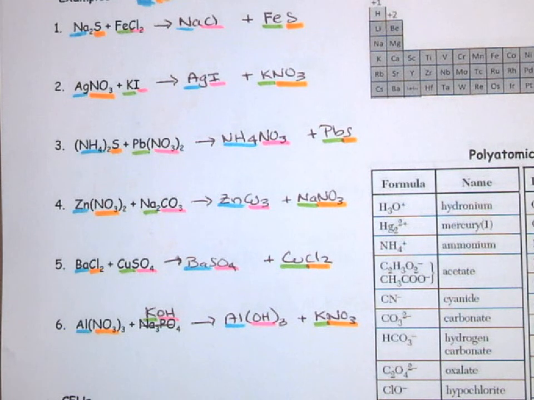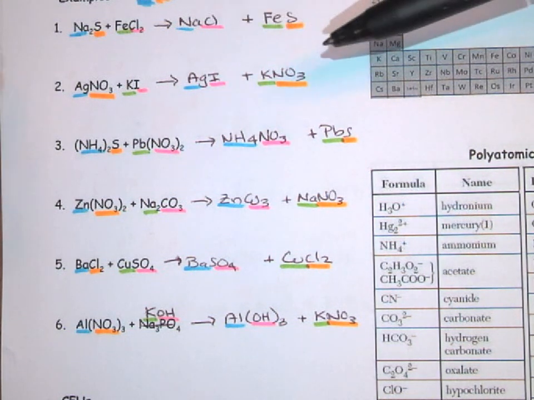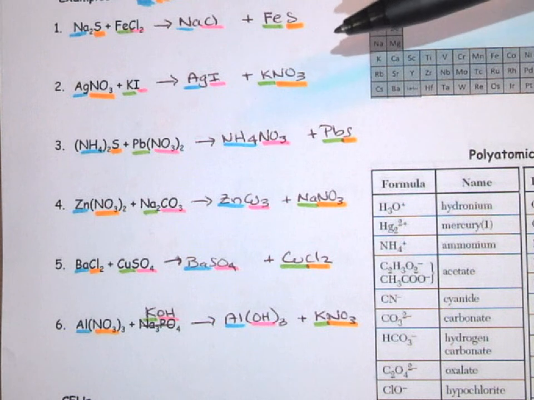In this video, we're going to go over strategies for balancing double displacement reactions, specifically precipitate reactions. What are some good strategies that we can use?